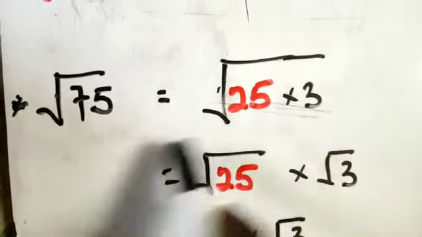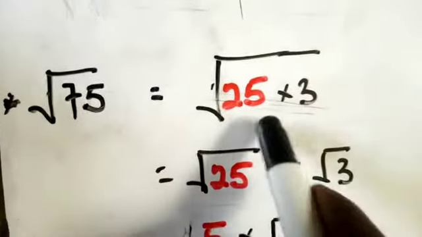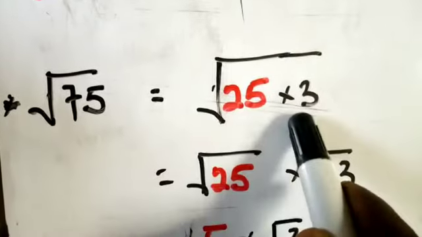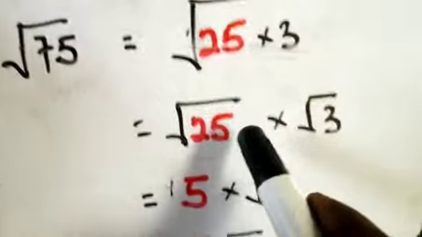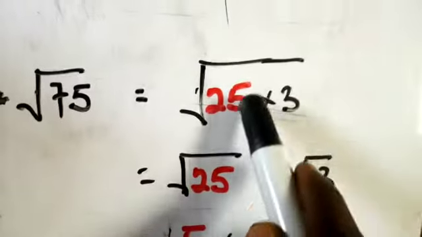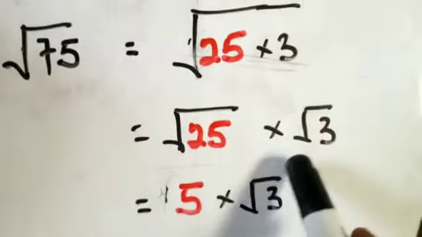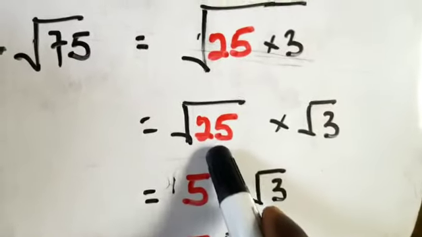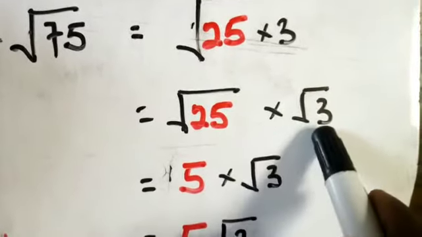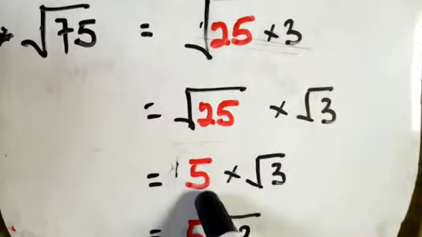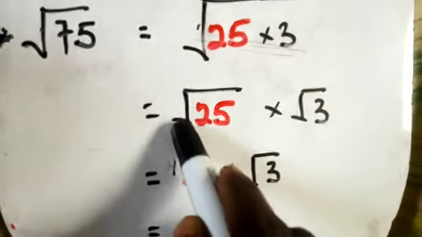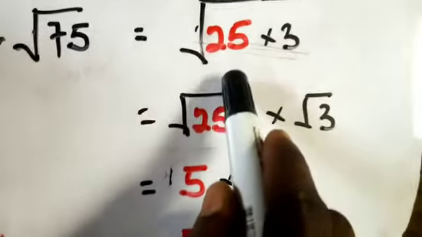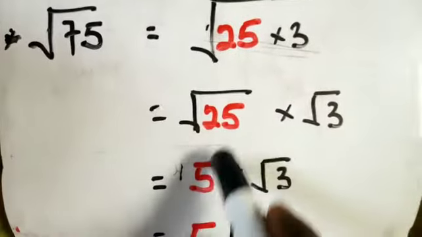So I'm not doing anything. I'm just splitting this number into 2. Of course, when I multiply this and that one, it will give me 75. Then because the two of them are under the radical, I split that into 2. So I'm having root 25 times root 3. Root 25 will give me 5, because of this square root sign. That is why I say you have to get a perfect square number here. So root 25 will give me 5.